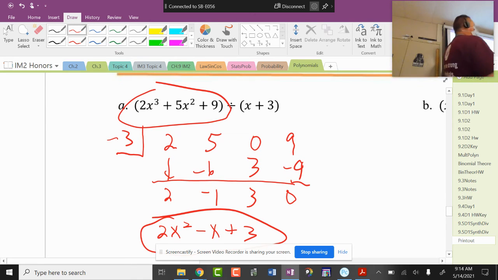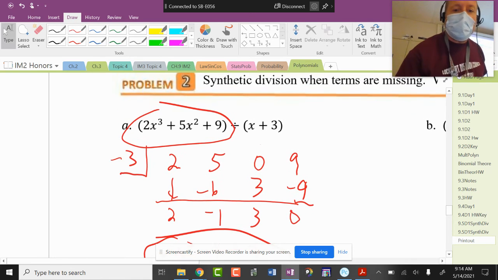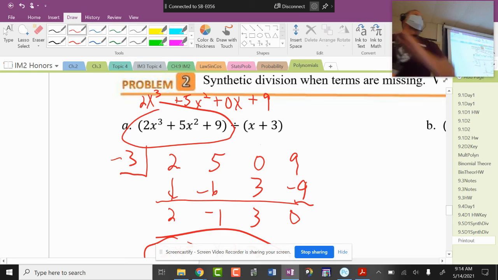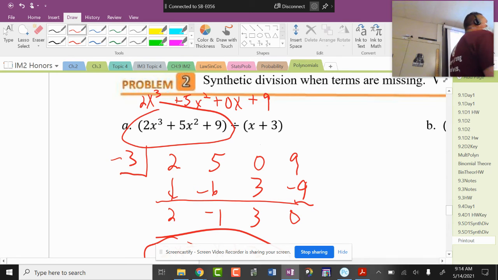Now you have to tell me what is missing. Which term is missing? You have an x cubed, you have an x squared, you're missing the x term. So you must account for that missing term. We did say that a few times. X cubed, x squared, you must think of this as that being there. You must have all your positions taken care of for synthetic division to work. All right?